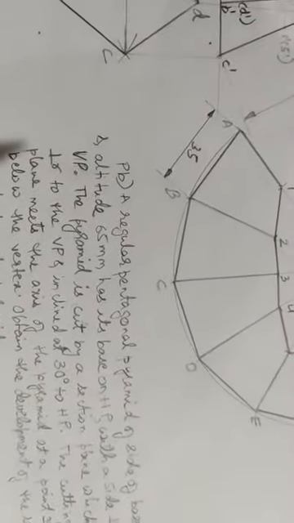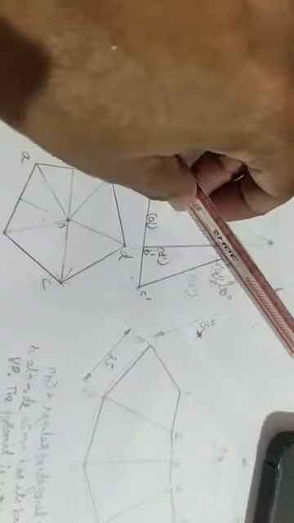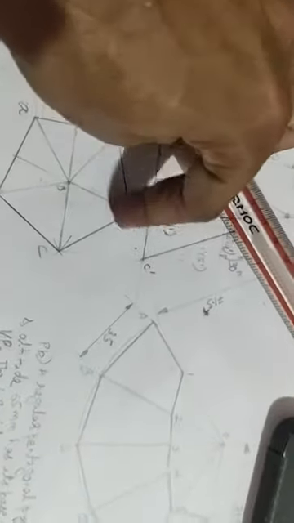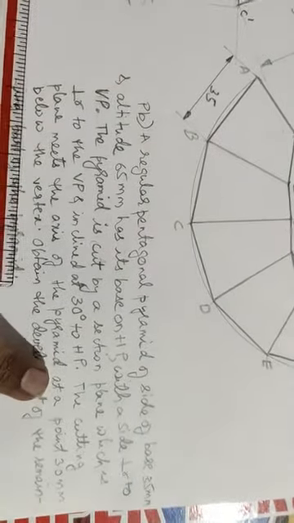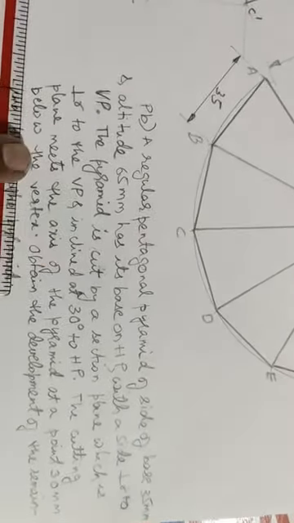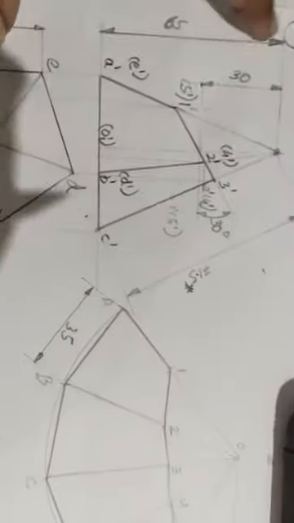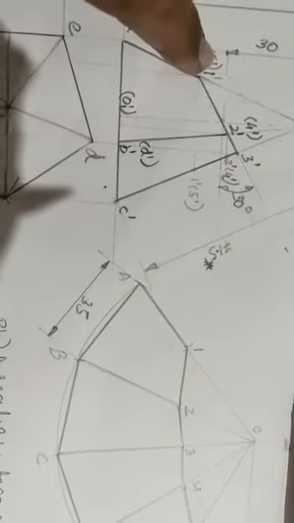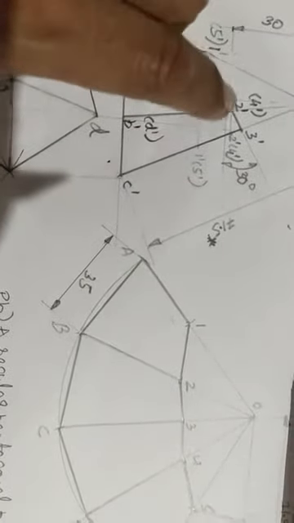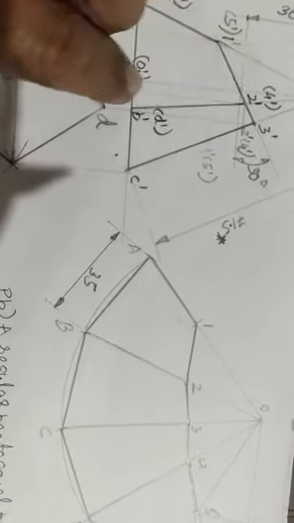So this angle is 30 degrees to HP, but where is the 30 degrees? Here, that I have to find out. Let us see what else is given. The cutting plane meets the axis of the pyramid 30 mm below the vertex. So you measure a distance of 30 mm and draw a straight line. This is cutting the axis at 30 mm.